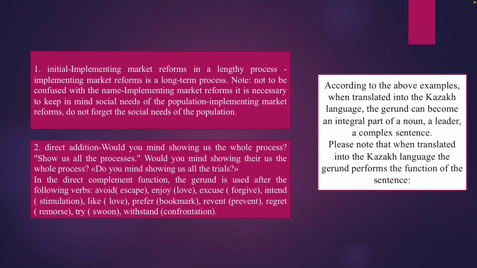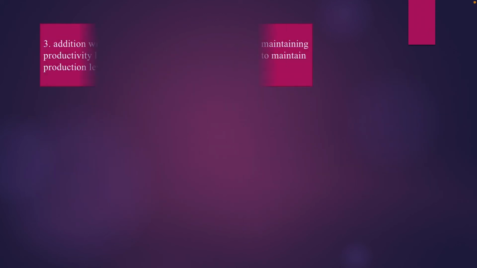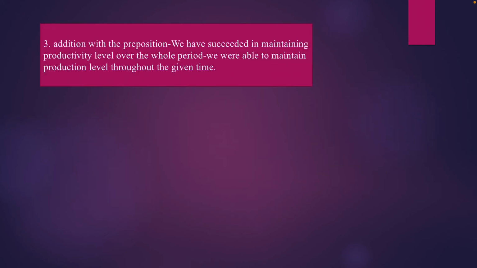In the direct complement function, the gerund is used after the following verbs. For example, avoid, escape, enjoy, love, excuse, forgive, intend, and so on. The third, addition with the preposition. We have succeeded in maintaining the productivity level over the whole period. We were able to maintain production levels throughout the given time.